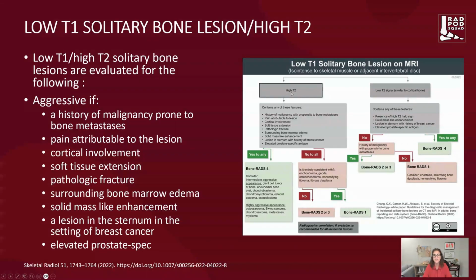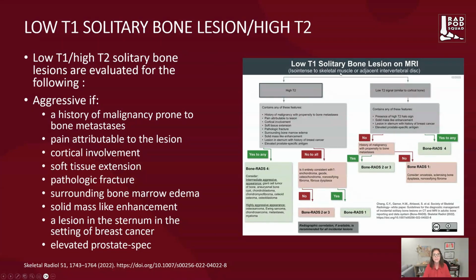Looking at that low T1 solitary bone lesion or a high T2 lesion, these lesions we're going to divide based on whether it has high T2 or low T2. If a low T1 and a high T2 lesion, that's the part that, yes to any of that, could be malignancy. If it's low T1, high T2, but there's no history of malignancy or there's no pain, there's no cortical involvement, no pathologic fracture, or no to any of these, we're going to ask ourselves, is this consistent with an enchondroma or a subchondral cyst? Benign features of an osteochondroma present? Is it an NOF, fibrous dysplasia? Yes to any of that, you go right to benign. No, that's going to be either you're coming back for more imaging and getting a post-contrast exam, or we're going to go and follow you in time and see the biologic behavior.